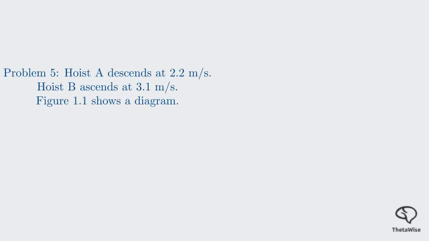Question 5 takes us into a mine shaft. Here we have two hoists, A and B. The problem states, in a mine shaft, hoist A descends at 2.2 meters per second and passes hoist B, which is ascending at 3.1 meters per second. Figure 1.1 shows a diagram. The diagram clearly shows hoist A moving down and hoist B moving up. Here's the diagram from the problem.